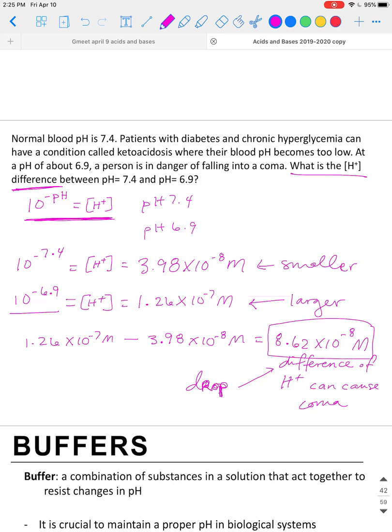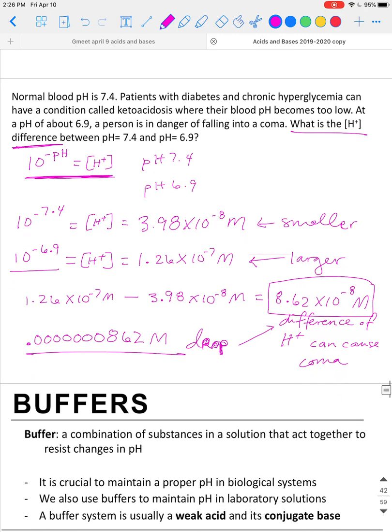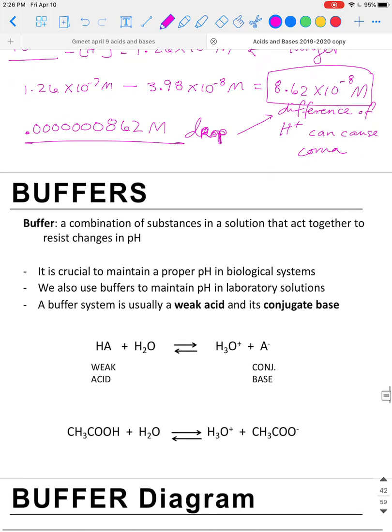Let's think about this value for a second. 8.62 times 10 to the minus 8 is 0.0000000862. A difference in that amount of H plus can cause your body to fall into a coma. This is amazing to me because our bodies have to be so incredible at regulating the concentration of hydrogen ions in our blood so that we don't die at all times.